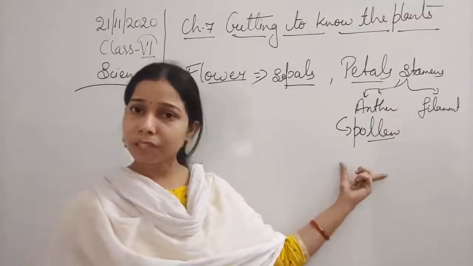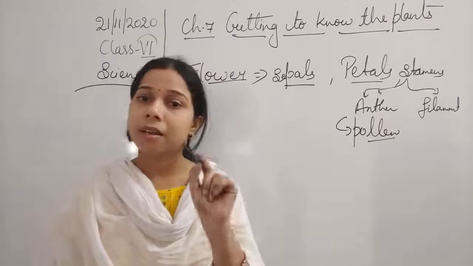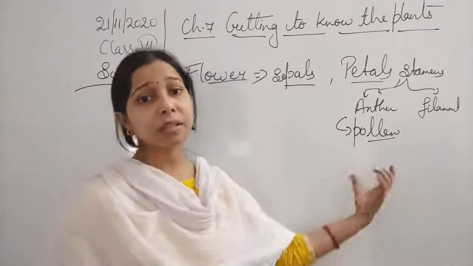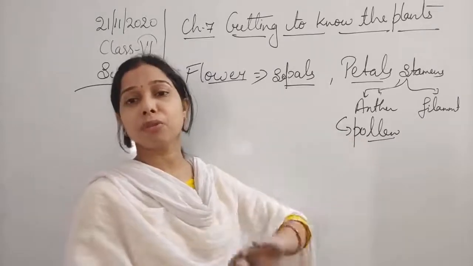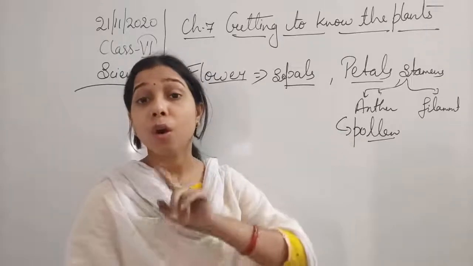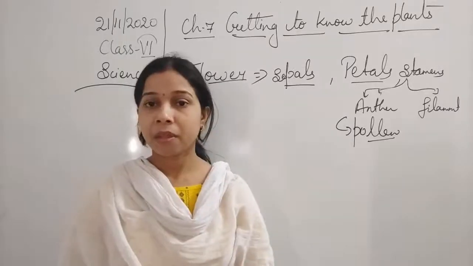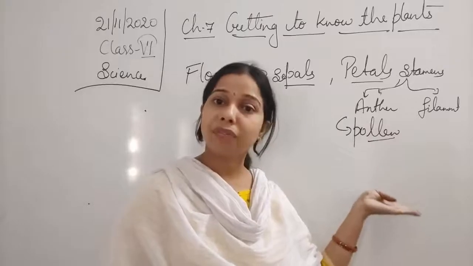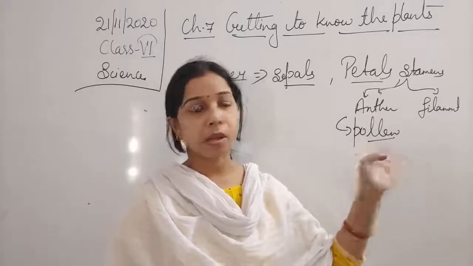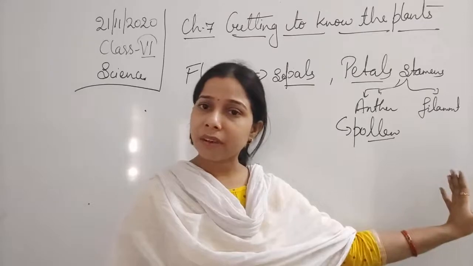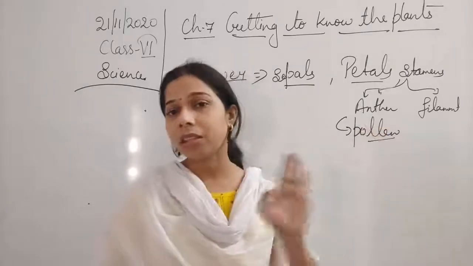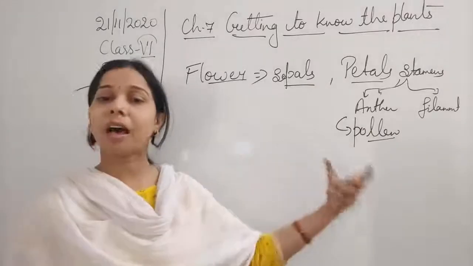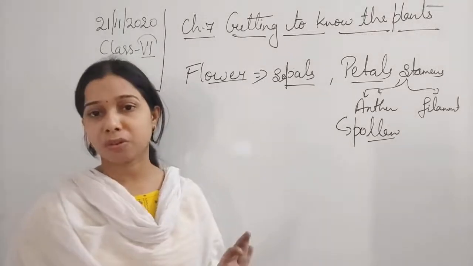Now what is the role of this pollen? This pollen contains the male sex cells. It is responsible for the fusion of the male and the female sex cells in the ovule, in the ovary. So it is the pollen which contains the male sex cells. What is the role of the filament? Is the filament divided into another part? No. The role of the filament is simply to carry the anther on it. This is the only function of the filament.